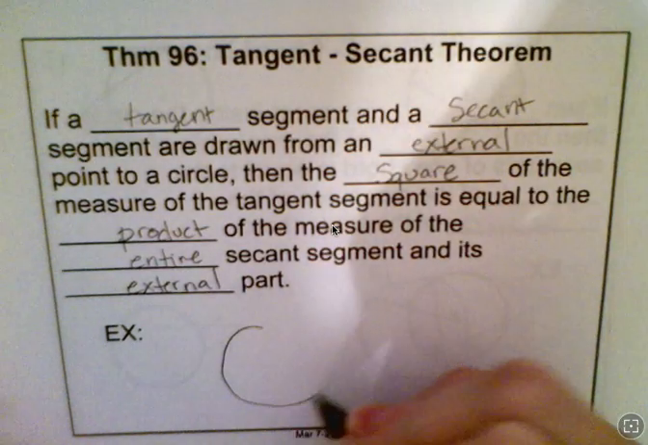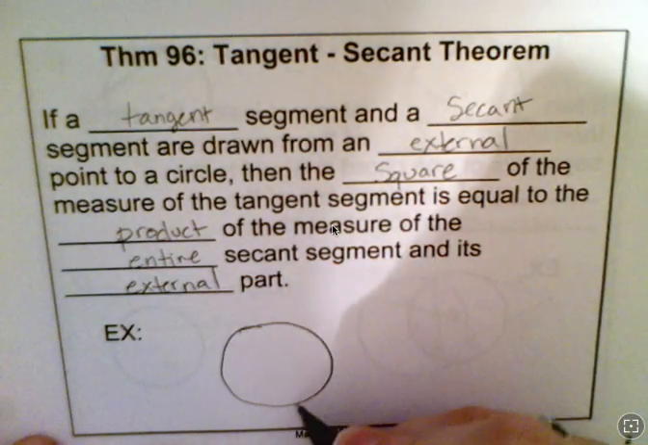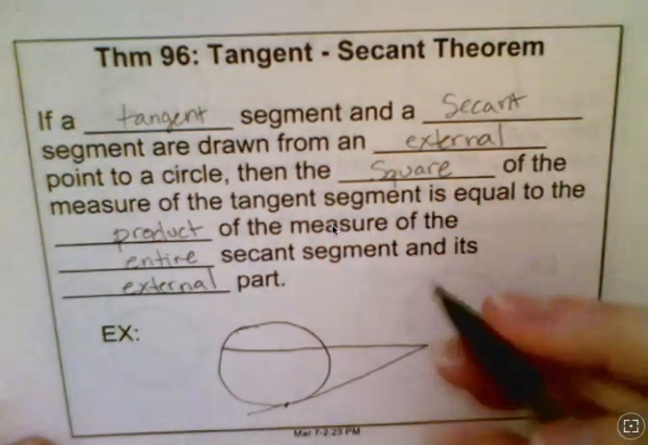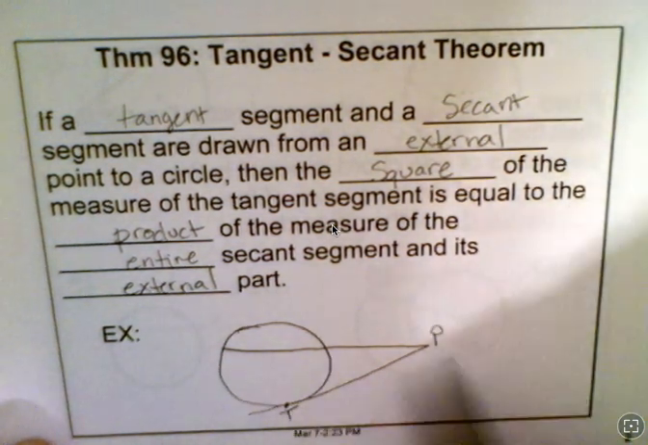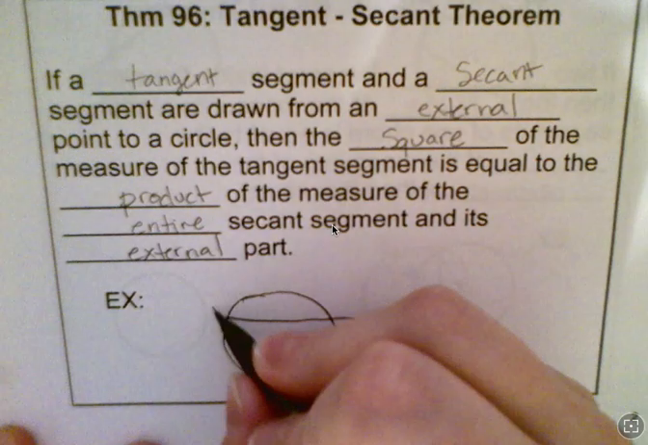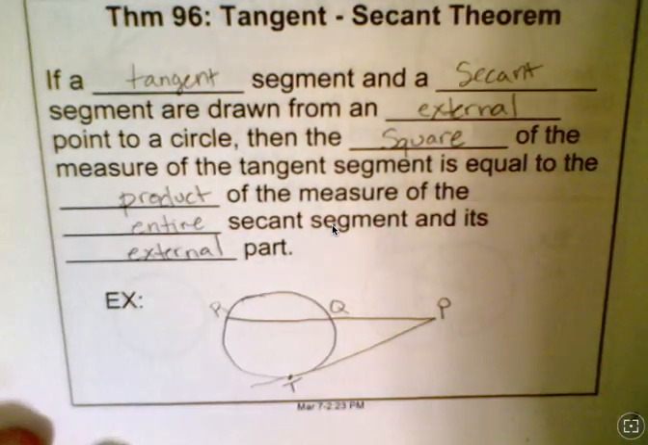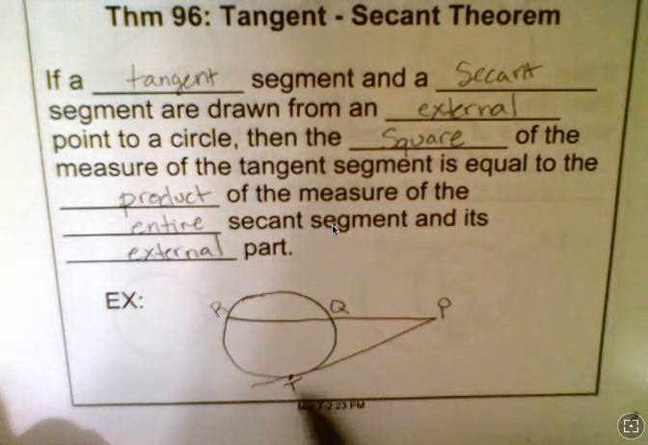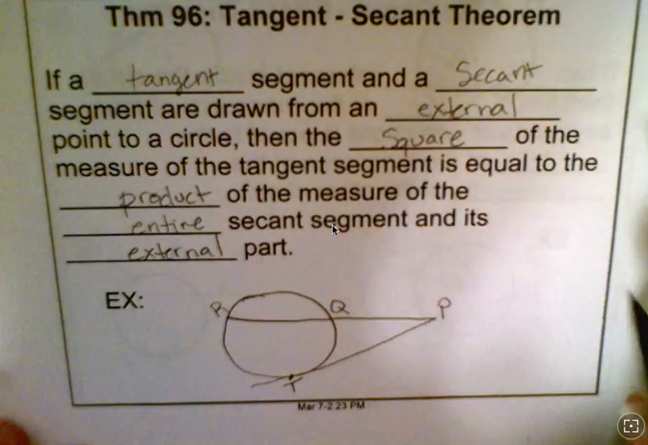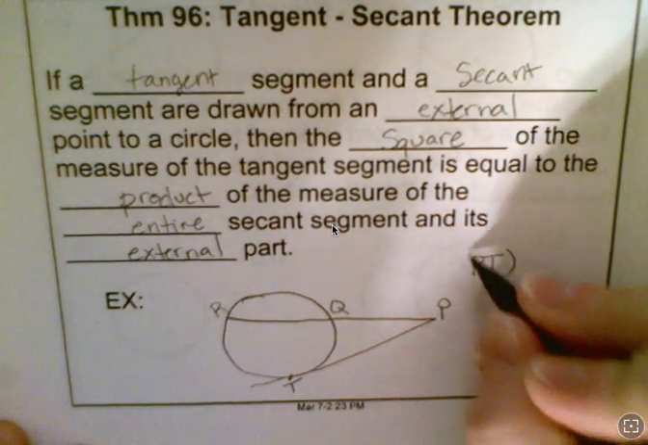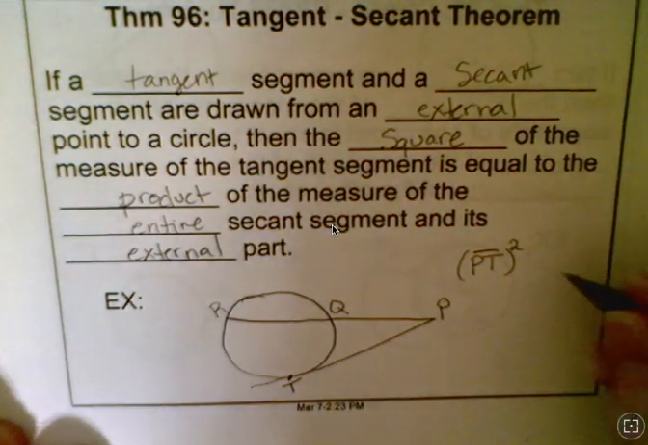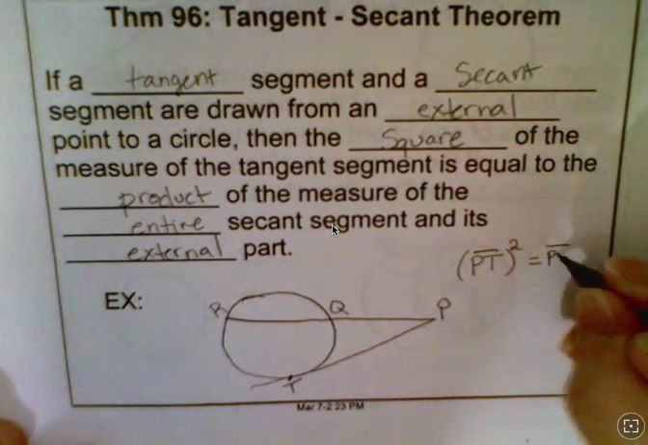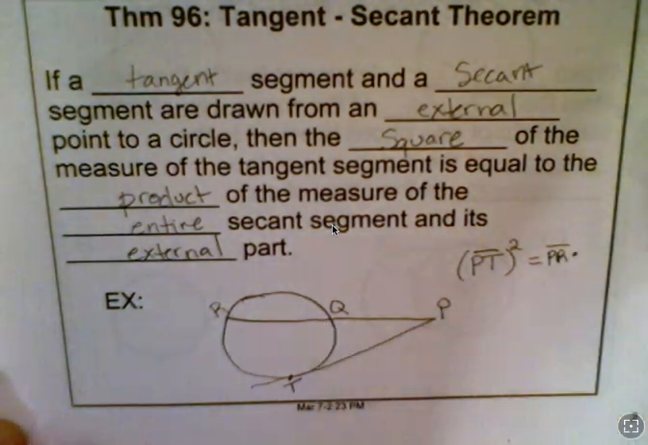Okay, so in this one, we've got a tangent and a secant. So here's our tangent. PT is the tangent. And then let's call this RQ. Okay. So PR is the secant. PT is the tangent. So the tangent is the square. So segment PT squared is equal to the whole secant, so segment PR, times the external, which is PQ.